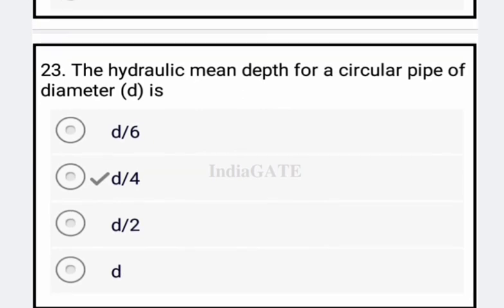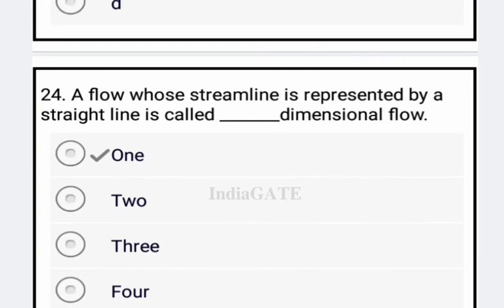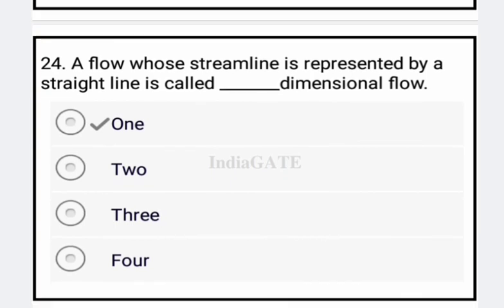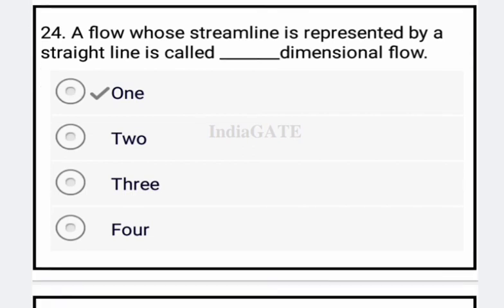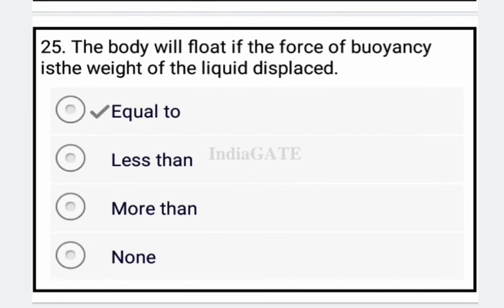Next question. The hydraulic mean depth for a circular pipe of diameter D is? Option B is correct, that is D by 4. Next question. A flow whose streamline is represented by a straight line is called? Option A is correct, that is one-dimensional flow. Next question. The body will float if the force of buoyancy is dash the weight of the liquid displaced. Option A is correct, that is equal to.